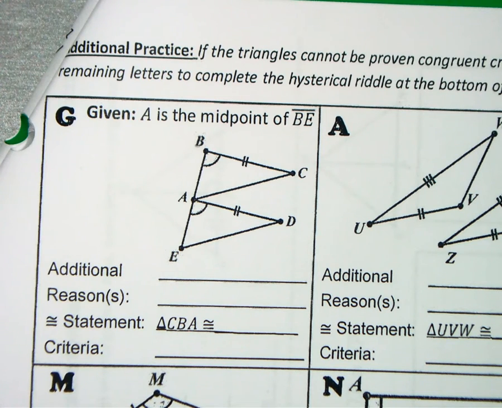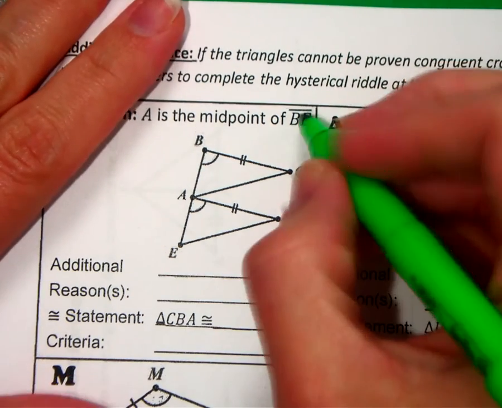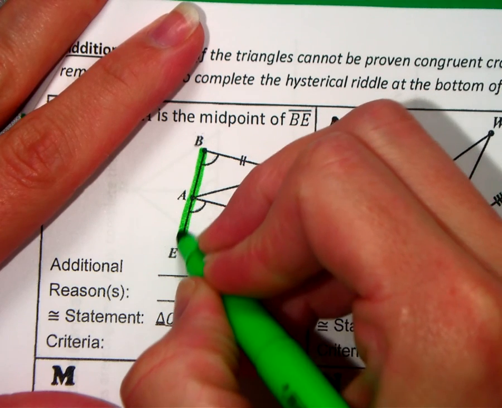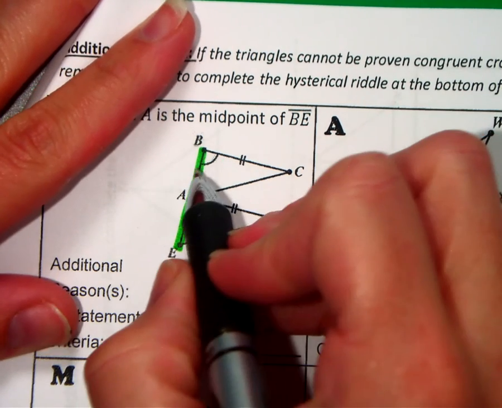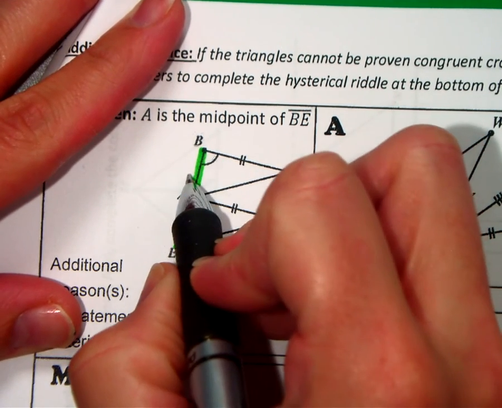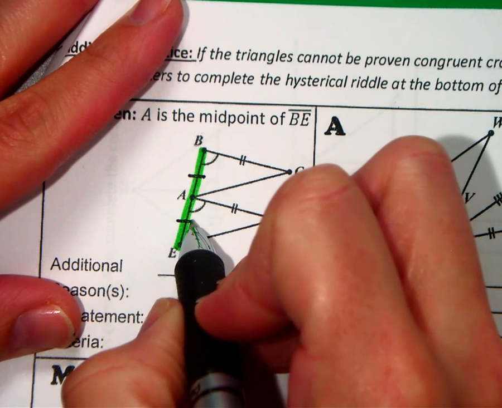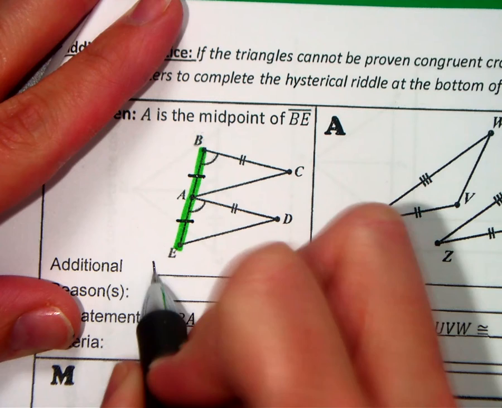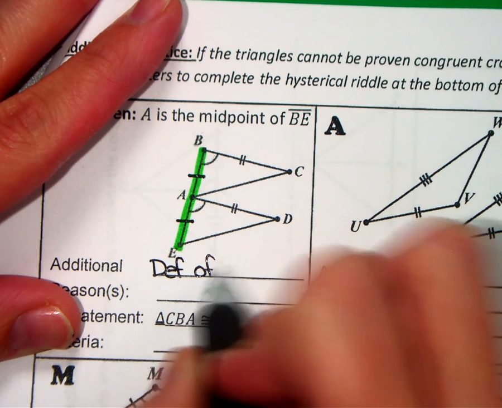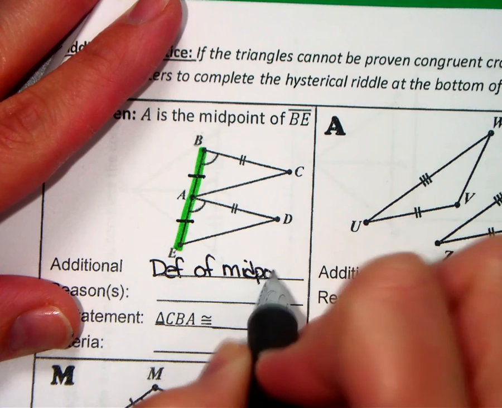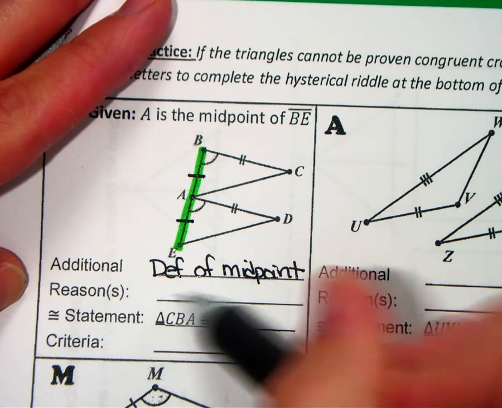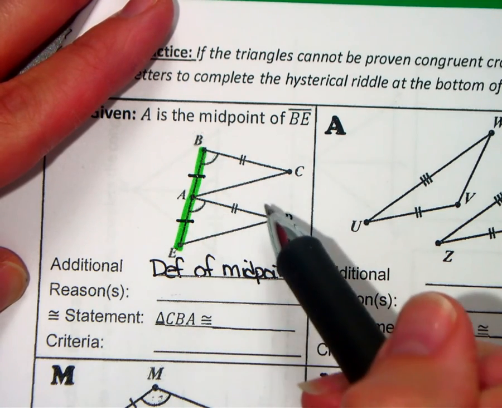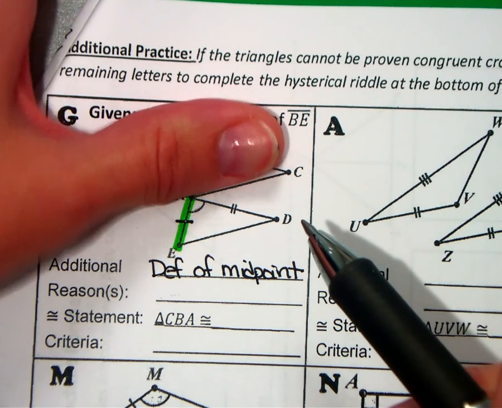All right. So the first one says A is the midpoint of BE. So what I'm going to do is highlight the segment B to E. Okay. And I'm going to put tick marks on those segments. So A is the midpoint, so A breaks this into two congruent pieces. So I was able to make those markings by definition of a midpoint. I don't need an additional reason in this blank because I already have 3 things in each triangle. So I'm going to cover that up.